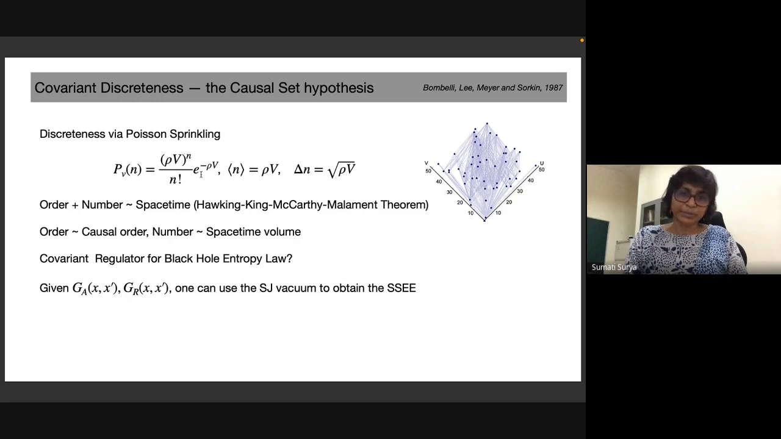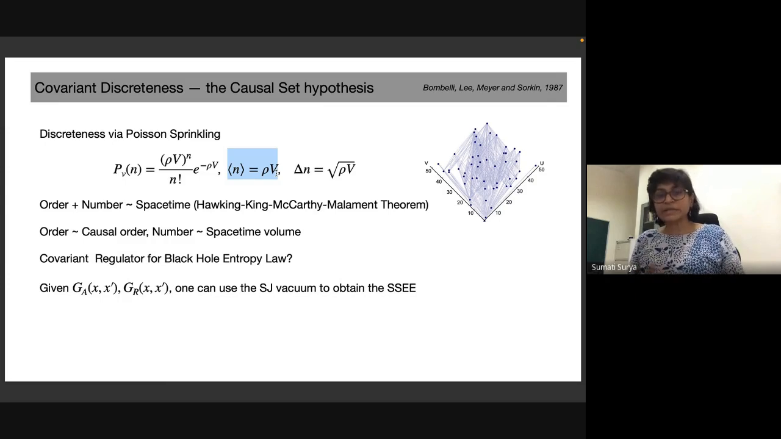And because it's a Poisson distribution, on average, the number of elements in any space-time region is proportional to the volume of that space-time region. This goes back to some theorems in Lorentzian geometry, which tell you that if you have the space-time volume element in terms of the conformal factor, as well as the causal structure, then you can reconstruct the space-time with very weak causality conditions thrown in. So this is the motivation for causal set theory. And for us, we can just think of it as a good way of covariantly regulating or discretizing space-time.